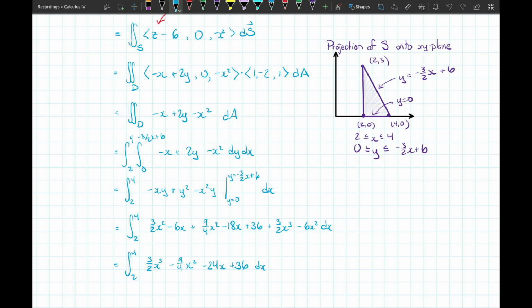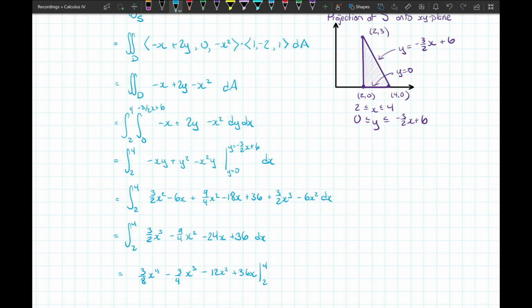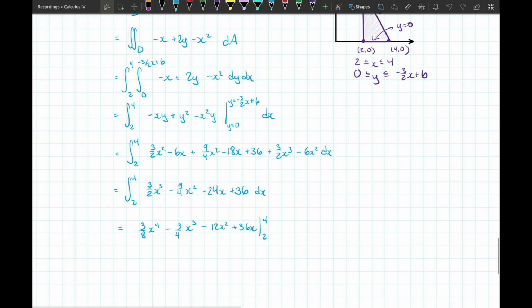We're ready to integrate with respect to x now. And that gets us 3/8 x to the 4 minus 3/4 x cubed minus 12x squared plus 36x. Now, all of these fractions are actually going to nicely cancel out when we plug in 4 and 2. Hopefully we just get a nice whole number out of this. And in fact, the work done by this force is -24.